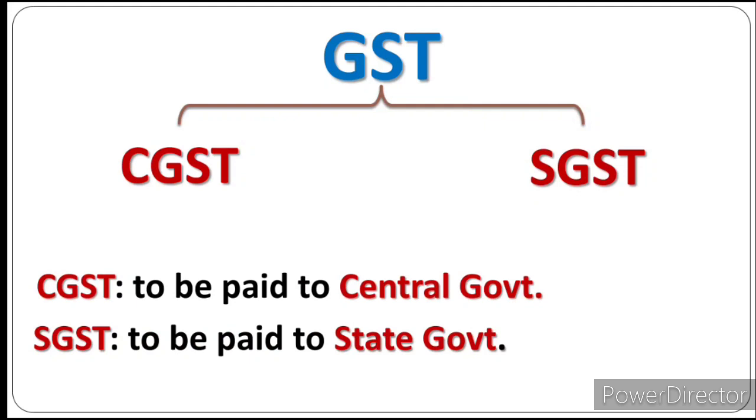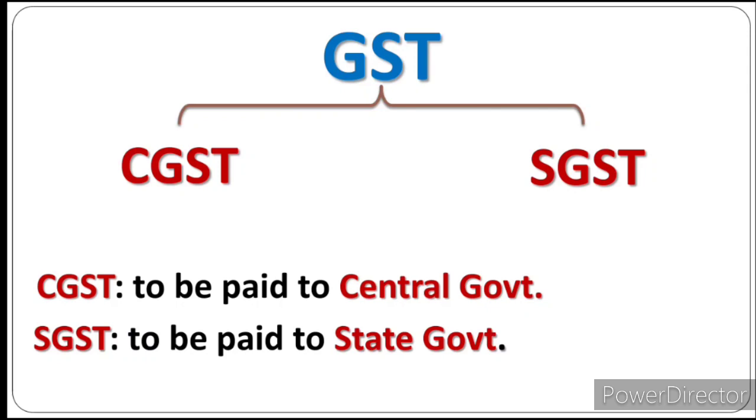For example, a dealer pays 18% GST. Half of 18 is 9%, so 9% goes to the central government and 9% goes to the state government. This condition is for when trading is going on within the state, for example from Nagpur to Pune. In this case, these two components are used to pay the GST.